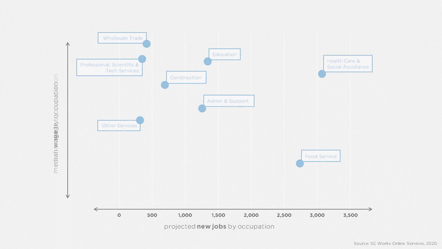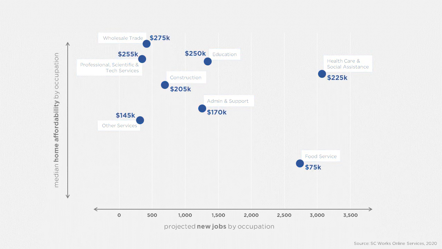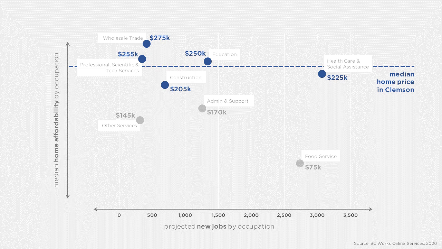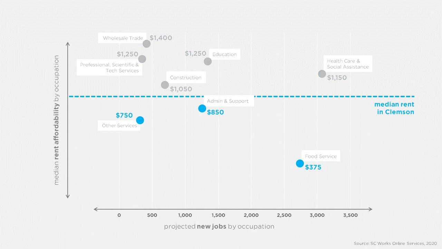Here are the occupations with the highest projected job growth, and here's what those jobs pay on a median basis. If we translate those wages to housing affordability, we can see that some jobs are just on the edge of the current median price in Clemson. And others, especially if it's a single income household, need options that are much more affordable than what's broadly available today in Clemson. Here's the picture of rental affordability against what is broadly available in terms of rental housing. Again, for many in Clemson, the existing options are out of reach.